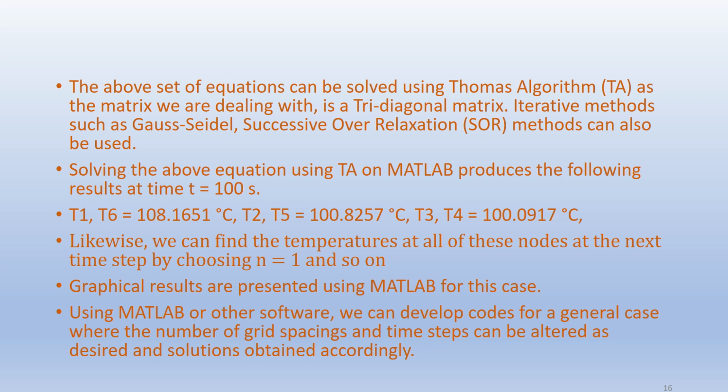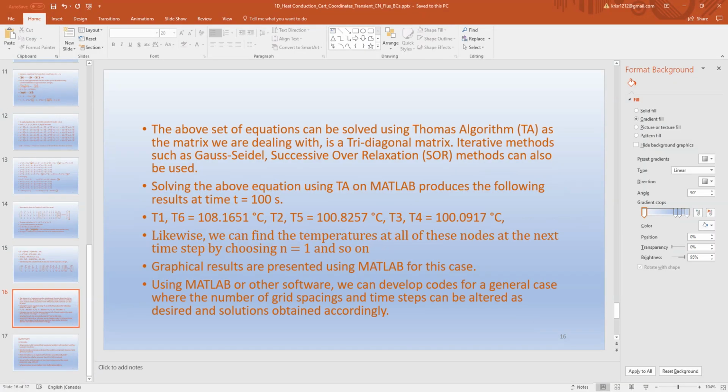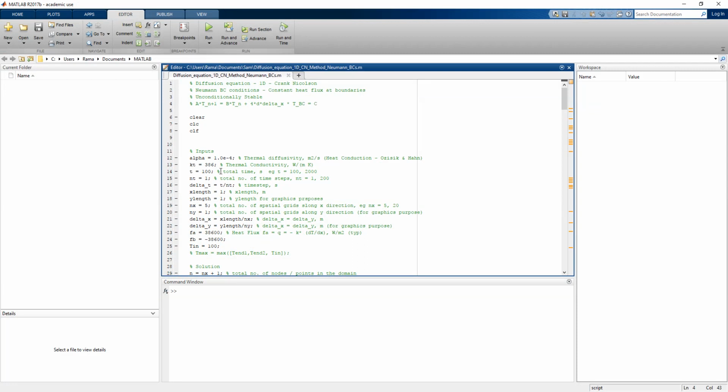Now we can go back to our MATLAB program. We have the thermal diffusivity alpha given as 1e-4 meter squared per second. Thermal conductivity is given as 386 watt per meter Kelvin. The total time is given as 100 seconds. Total number of time steps is 1. And then we have the number of spatial grids as 5.